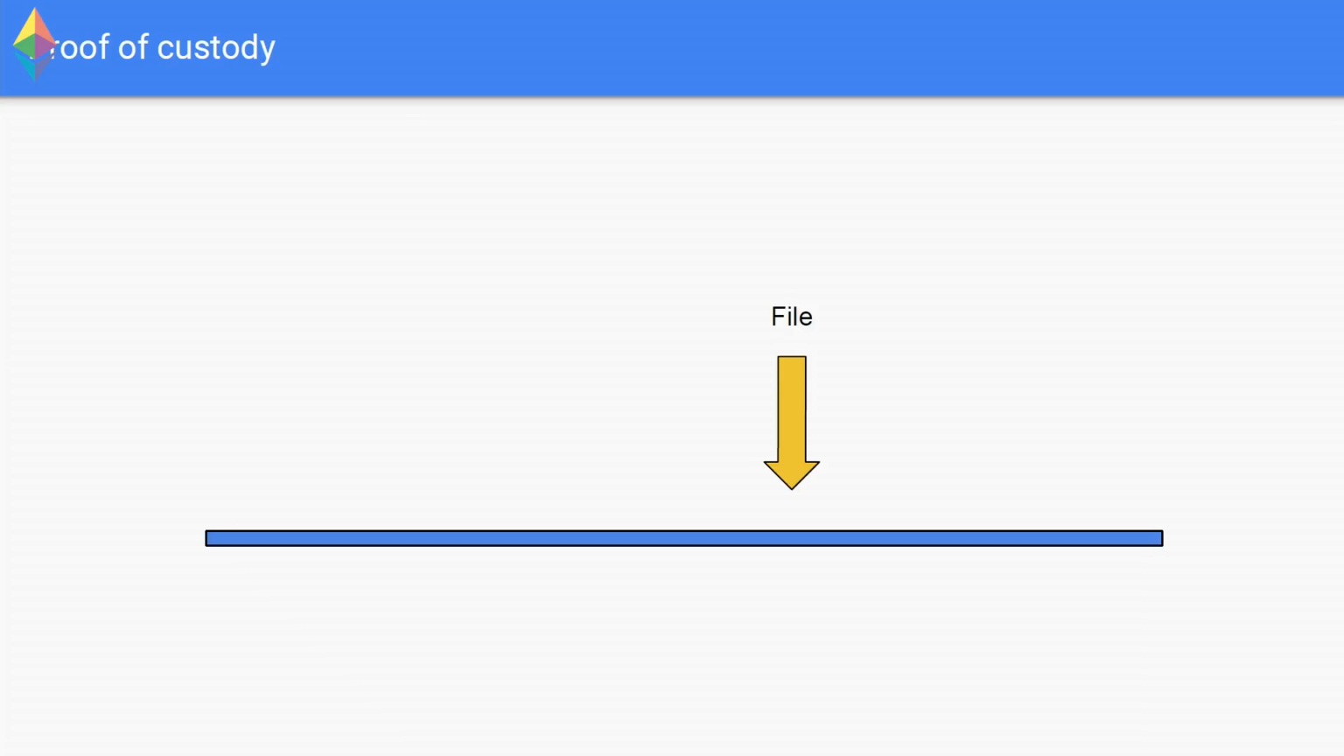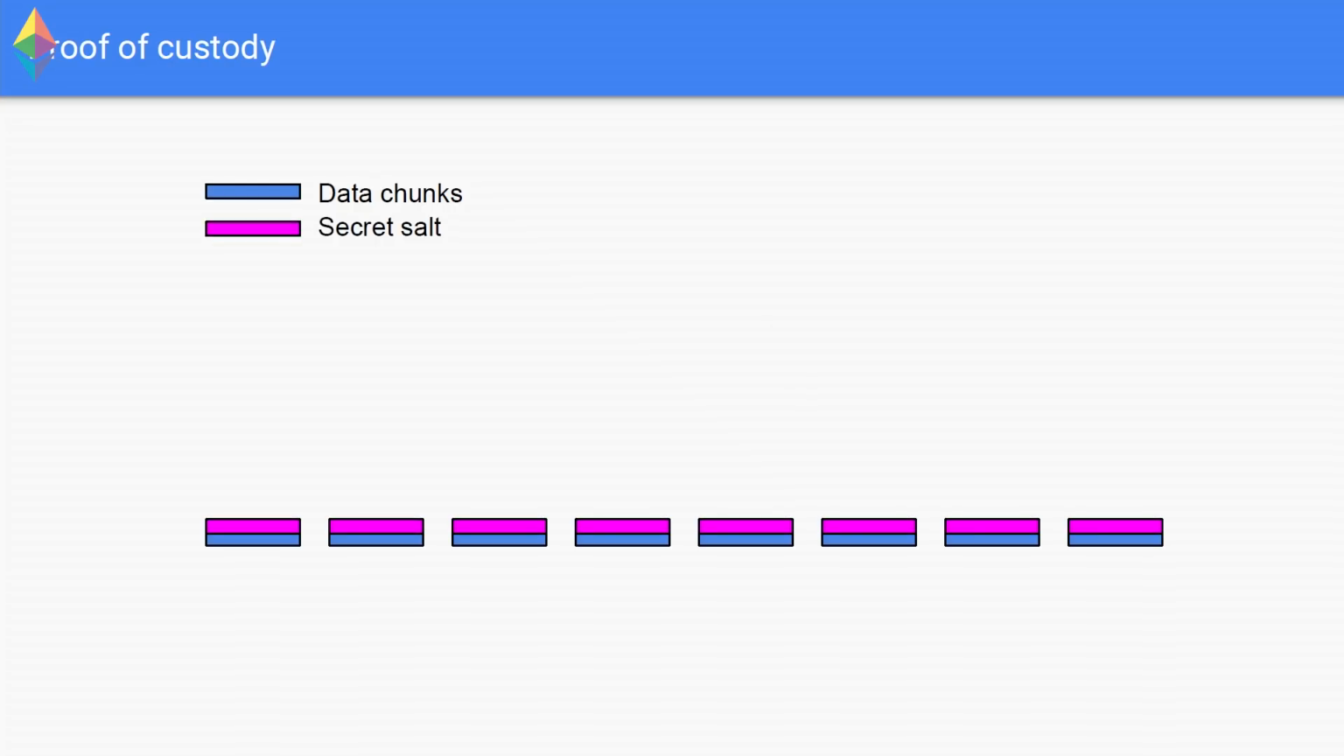So we have the file here. We're going to break down the file into many chunks, and then we're going to add the secret of the validator. So basically, we're mixing in the secret with the data. And the idea is that this makes it impossible to outsource the computation of this custody bit, because if you give the secret away to someone else, that gives them the possibility to slash you and get a reward.